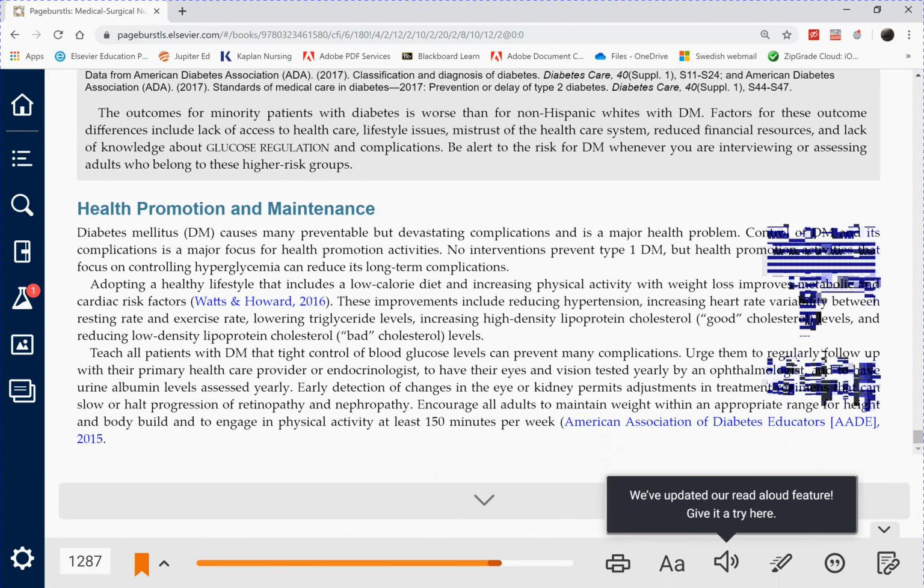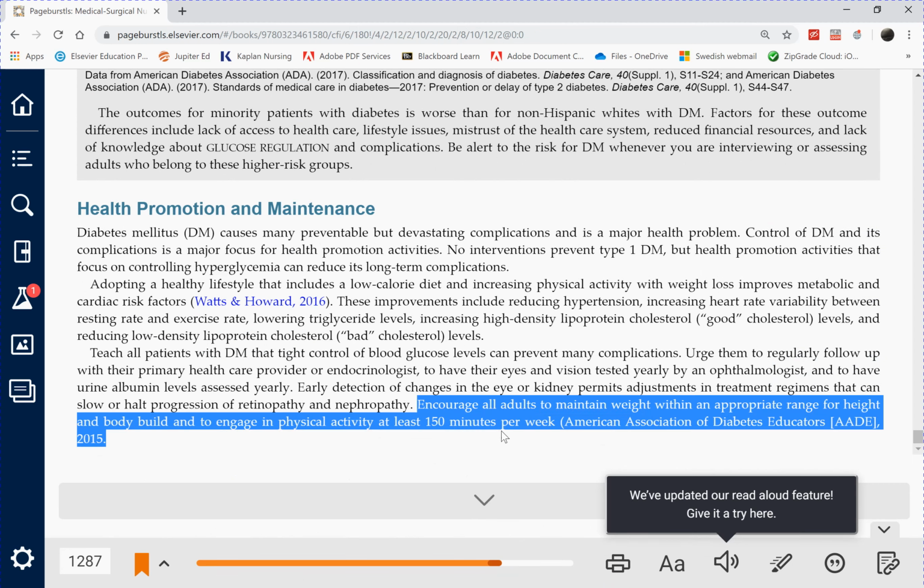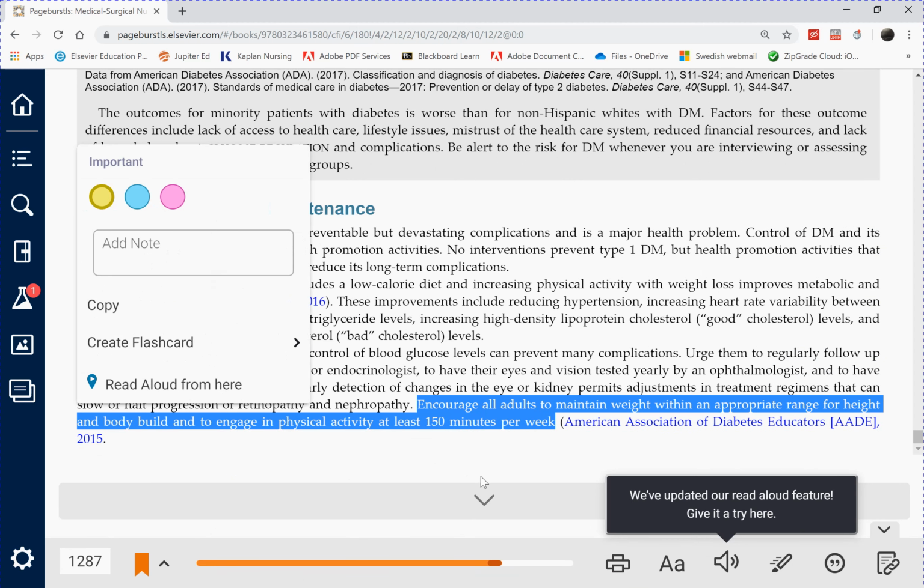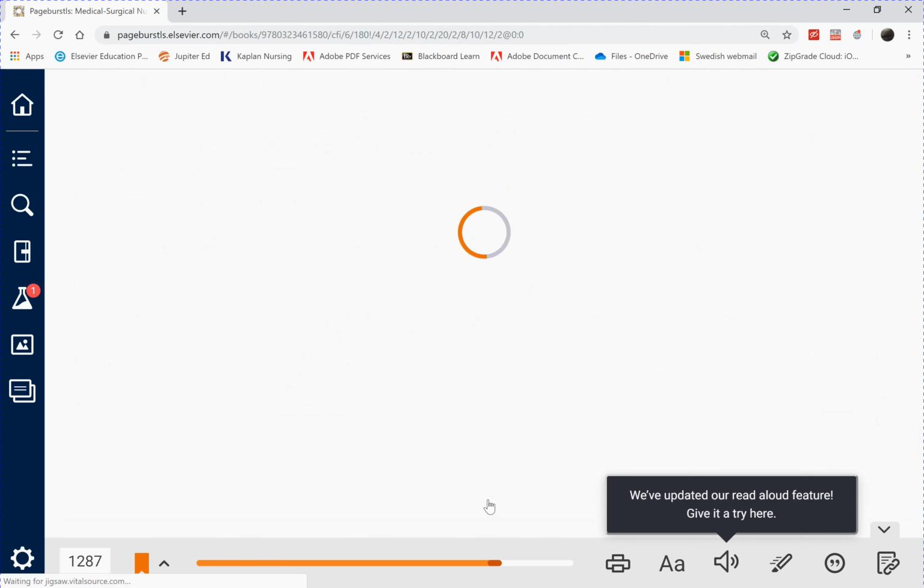The recommended exercise weekly is about 150 minutes. So that's about 30 minutes a day, 5 days a week.